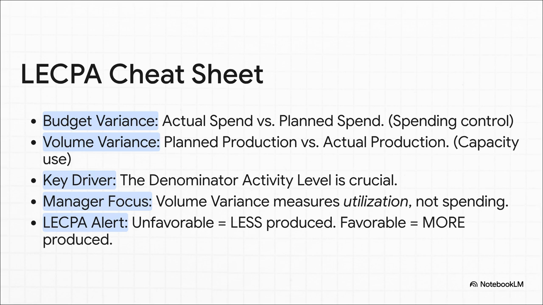And finally, your big CPA alert. Unfavorable volume variance means you produced less than you planned. Favorable means you produced more. Do not get those twisted on exam day.